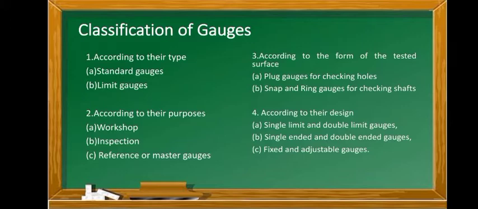Gauges can be classified according to their type. In terms of type, we have standard gauges that are made to the basic size of the part to be tested and have the measuring member equal in size to the mean permissible dimension of the part to be checked. And limit gauges, these are made to the limit sizes of the work to be measured. The function of limit gauges is to determine whether the actual dimensions of the work are within or outside the specified limits.